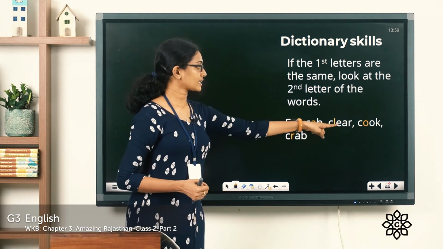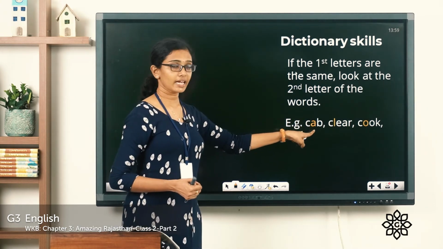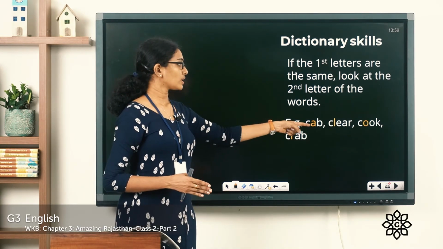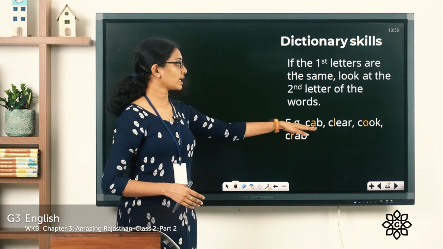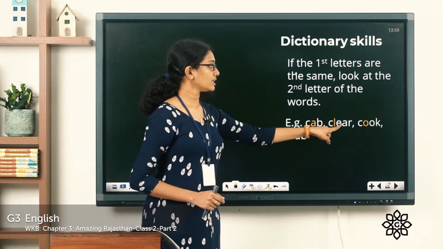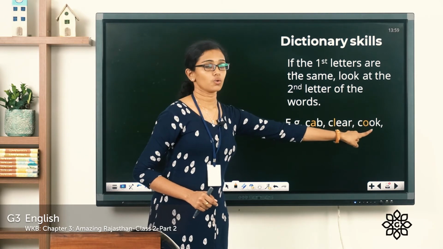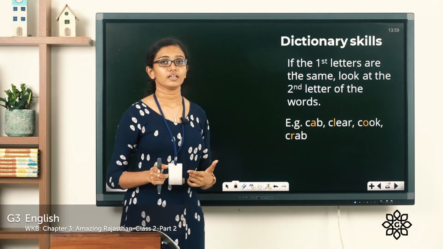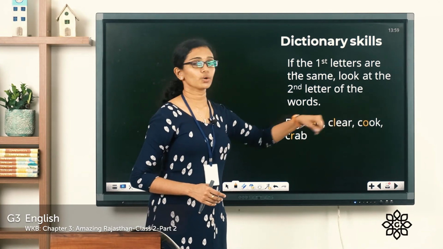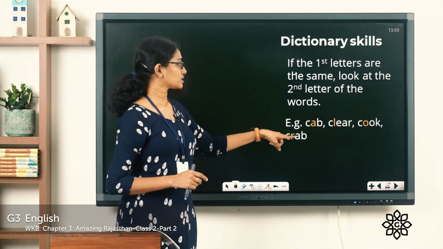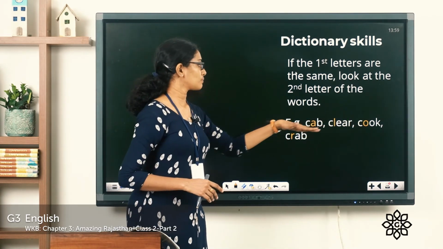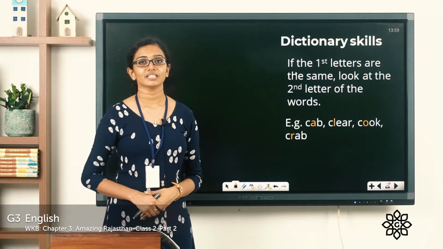Here cap and clear. The second letter here is A. Here it is L. Which comes first? A. So in the dictionary, cap should come before clear. Similarly, here it is L. Here the second letter is O. Which comes first? L. So in the dictionary, clear comes before cook. Similarly, since O comes before R, cook comes before crab in the dictionary.